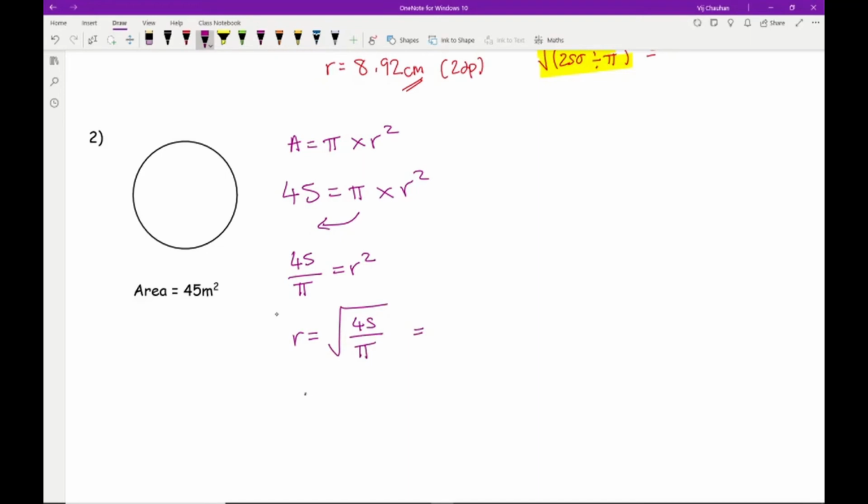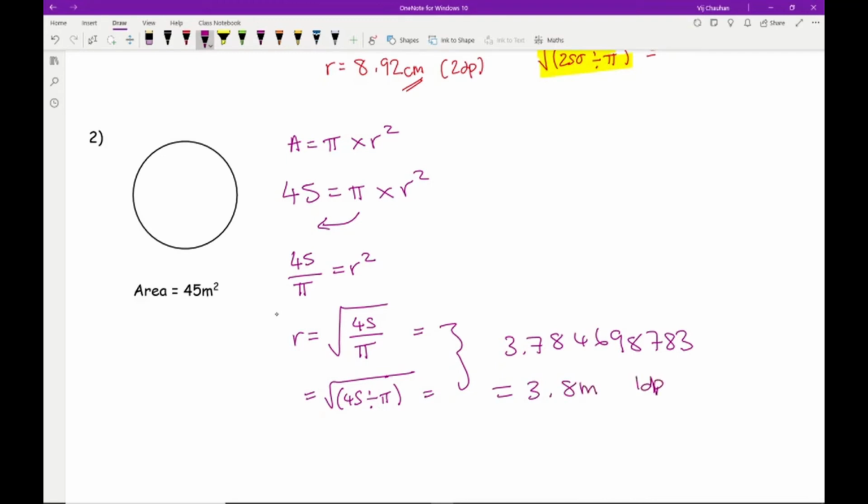And again, I could enter this on my calculator as square root bracket 45 divided by pi, close bracket, and you should get the same answer, which if I enter that on my calculator now gives me an answer of 3.784698783, which gives me 3.8 metres to 1 decimal place.